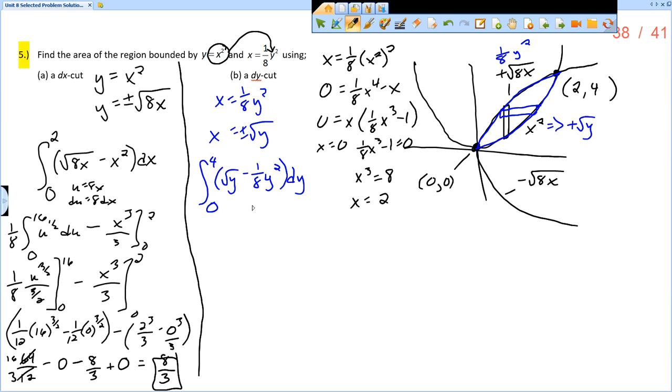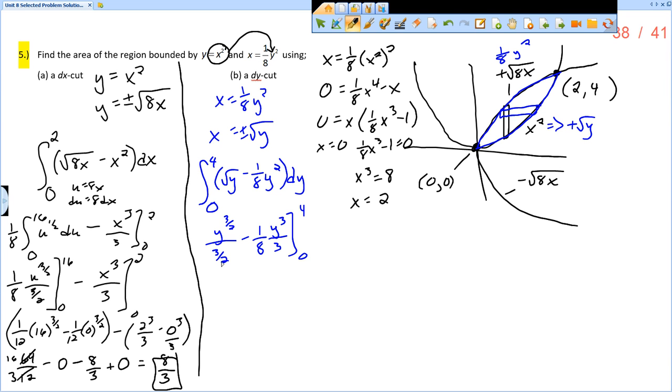Now, this one's a little easier. We don't need to use substitution. Integral of the square root of y, remember that's like y to the 1/2, so that would be y to the 3/2 over 3/2, and then minus 1/8, and this would become y to the third over 3. And then we're going to evaluate from 0 to 4.